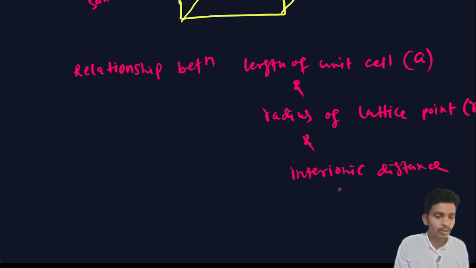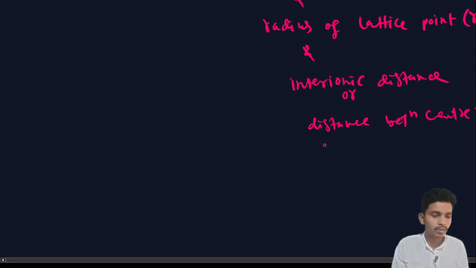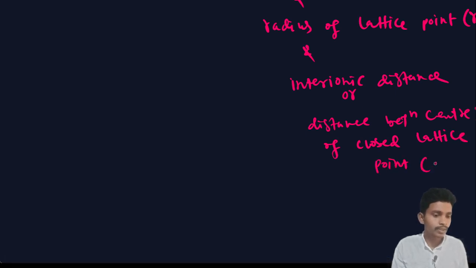Interionic distance, or this is also interionic distance, or that is the distance between the centers of the closest lattice points. Okay, that we say is D.